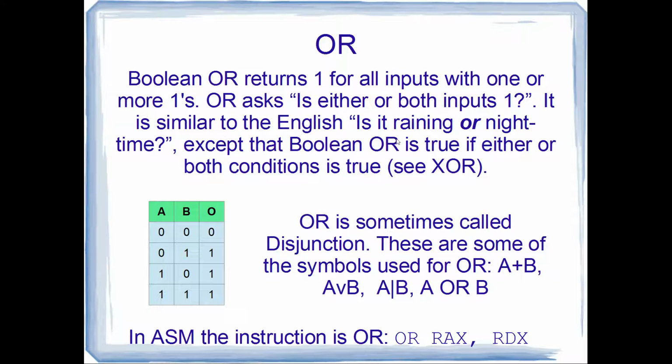It's similar but not quite the same as the English word or. In the sentence, is it raining or nighttime? The English word or would kind of mean that it can't be both. Do you know what I mean? So if it's raining and nighttime, then in English you would kind of say no to that question. But Boolean OR is different.